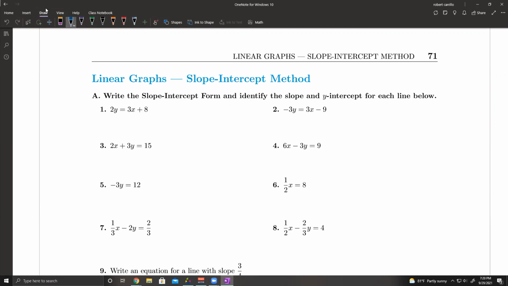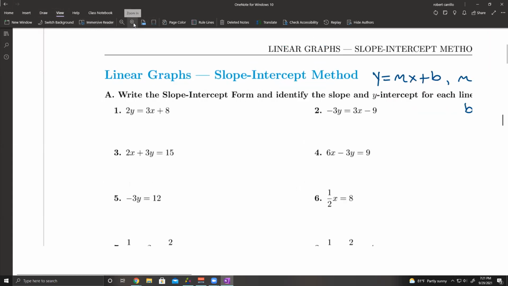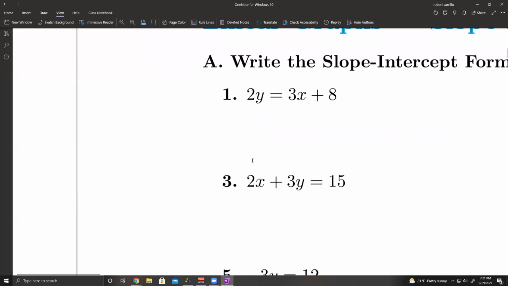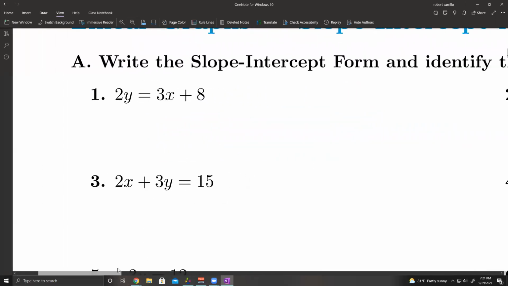Good. So your slope-intercept form is y equals mx plus b, where m is your slope and b is your y-intercept. What we're going to do on these examples is write the slope-intercept form of each equation and identify the slope and the y-intercept. I'll zoom in so I have more room to write.